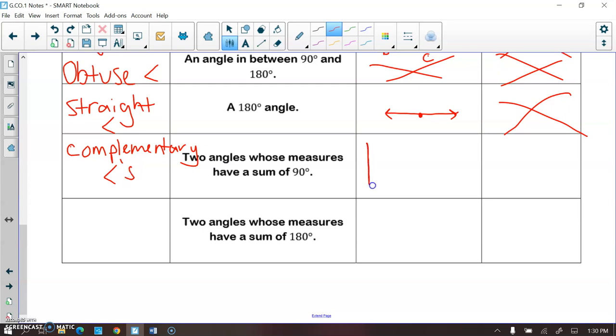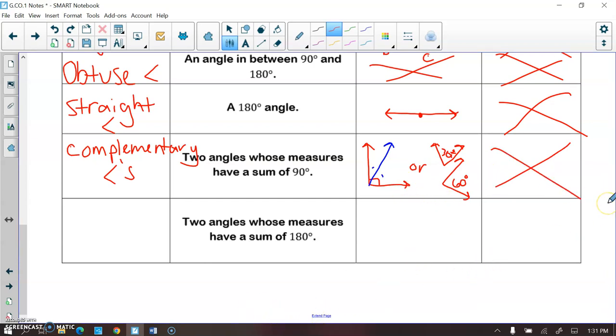Complementary angles can be connected to one another, so you could have a 90-degree angle that is split, and these two angles are complementary. Or they can be completely separate, something like this angle being, let's say, 30 degrees, and this angle being 60 degrees. Those would be complementary angles because they sum to 90. I'm not going to give you a notation for that.